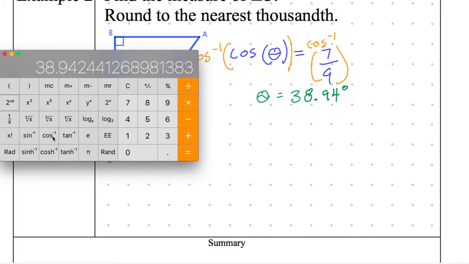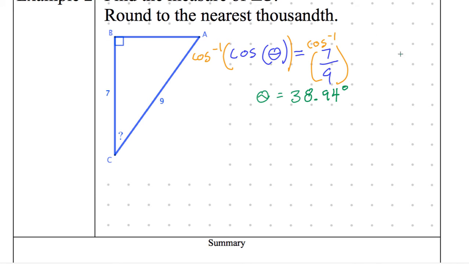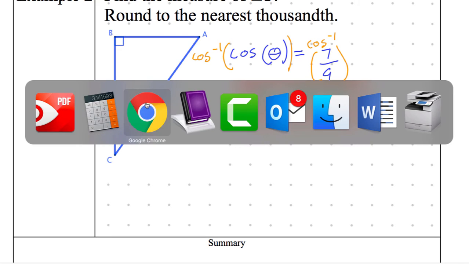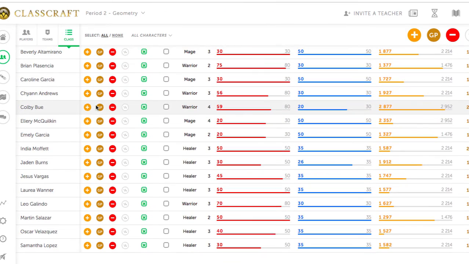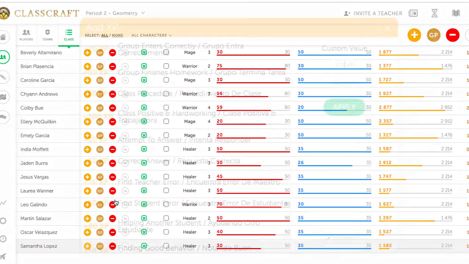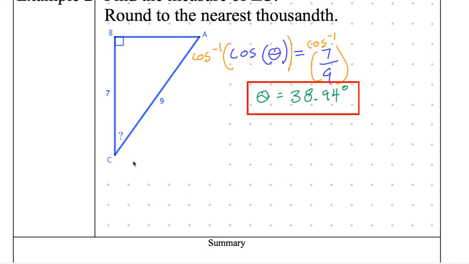So we took the arc cosine, 38.94, and it was rounded correctly. Good job, Samantha. And last step, Samantha, is to box your answer. There it is. Thank you, Samantha. You can turn in your participation card. XP, marble, all the jazz.